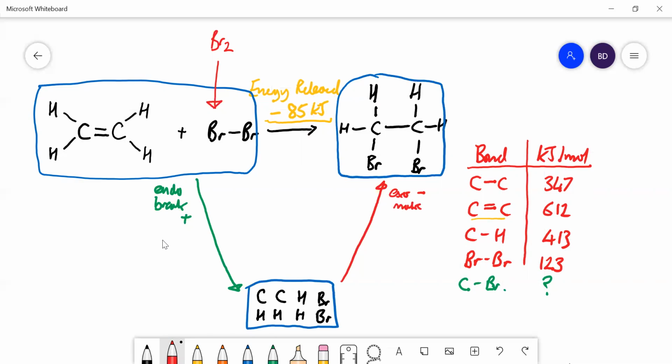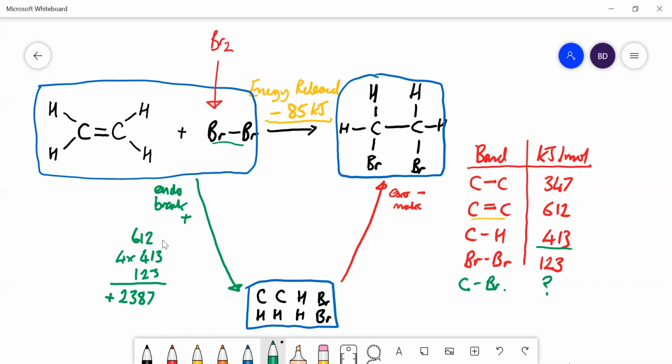Right, what are we breaking here? So we're breaking a carbon-carbon bond, which is 612. We're breaking 4 carbon-hydrogen bonds, and they are 413. And we're breaking 1 bromine-bromine bond, which is a pretty weak one because bromine is a big atom. That's 123. Okay, if we add all that up together, we get plus 2,387 kilojoules.